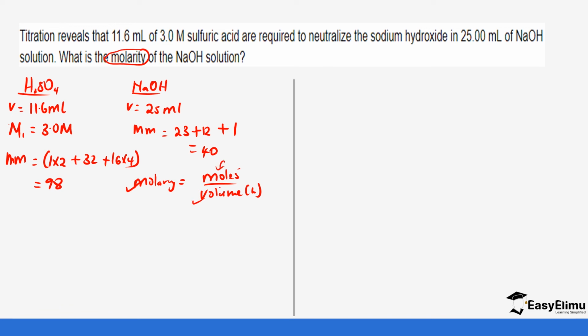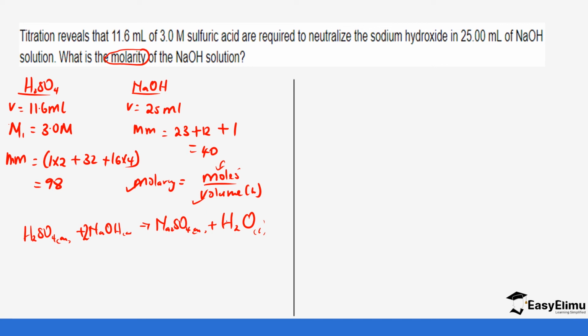We can get the moles from the stoichiometry from sulfuric acid. So for stoichiometry, you have to write the equation first. So it is sulfuric acid plus sodium hydroxide to give us sodium sulfate plus water. So we balance this equation by putting a 2 here.